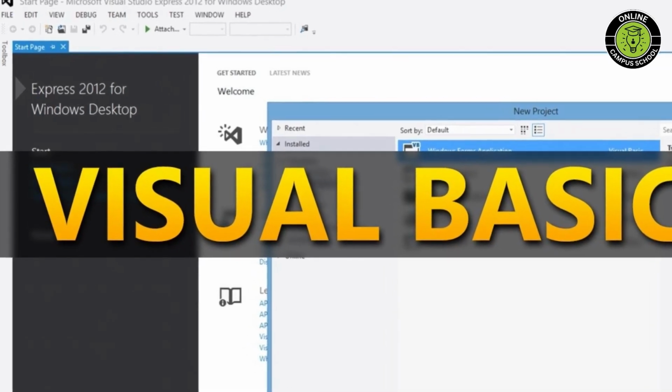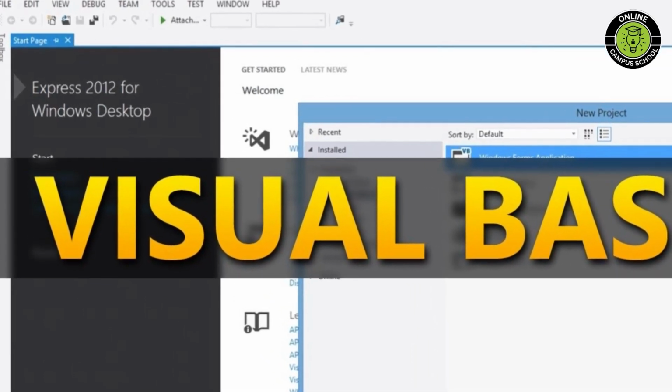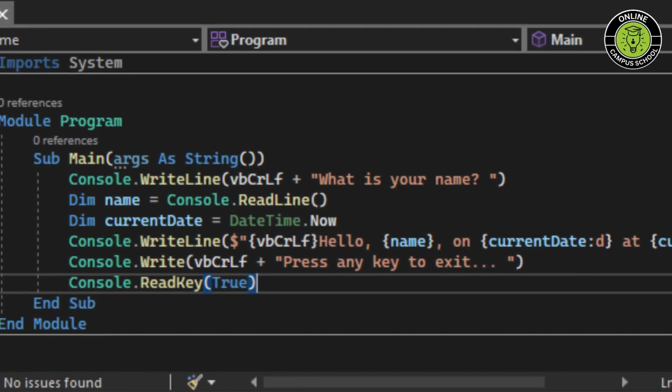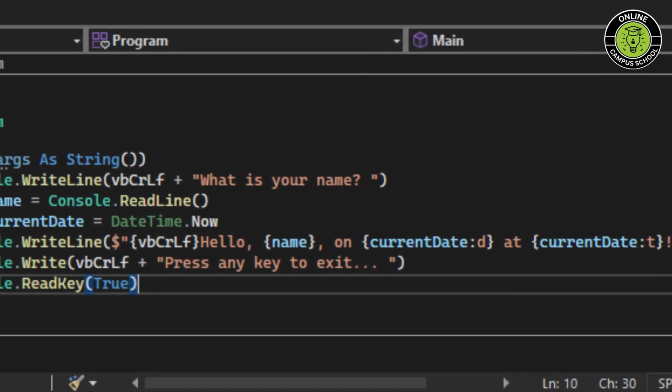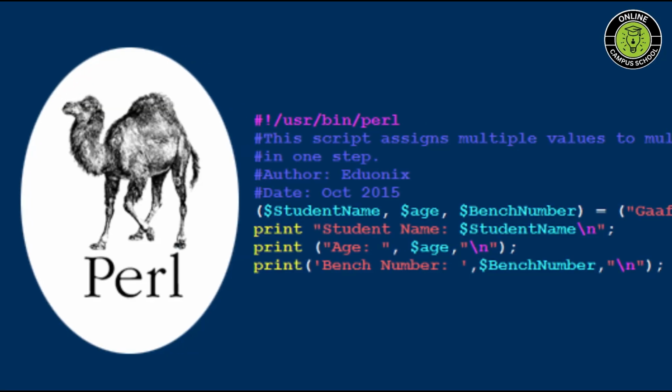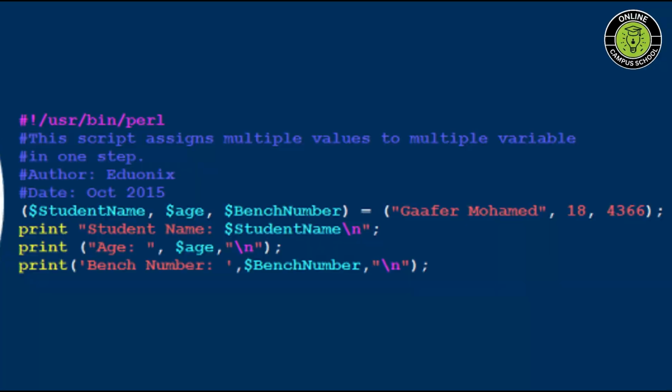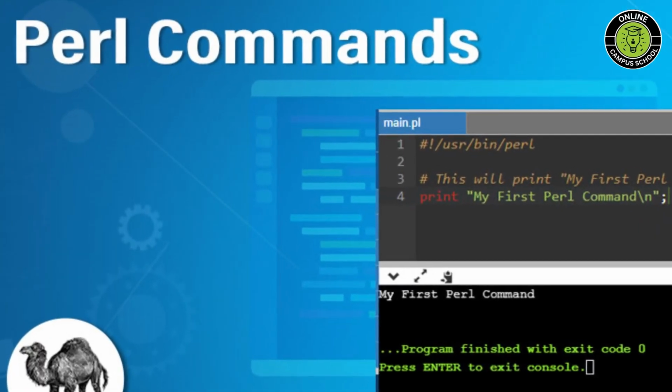7. Visual Basic. Continued to be popular through the 2000s. It was popular for rapid application development, particularly for Windows applications. 8. Perl. Known for its text processing capabilities, it was widely used in web development and network programming.